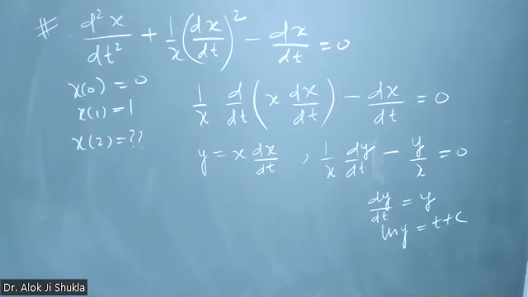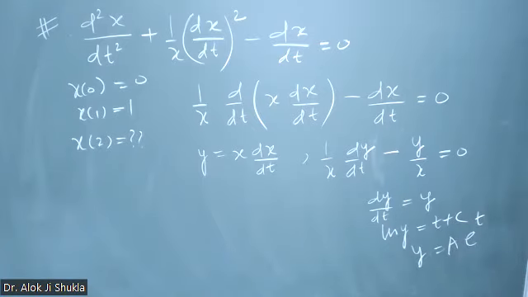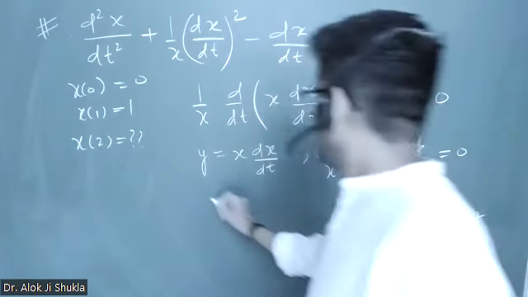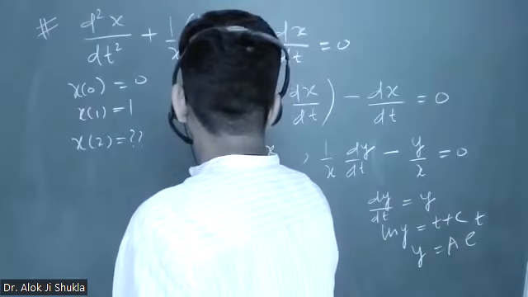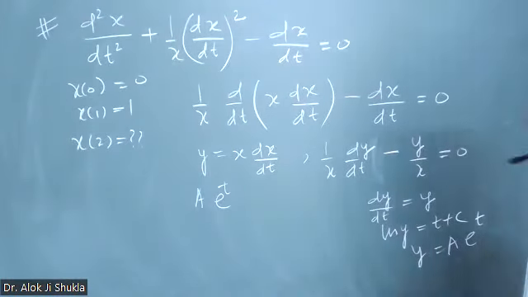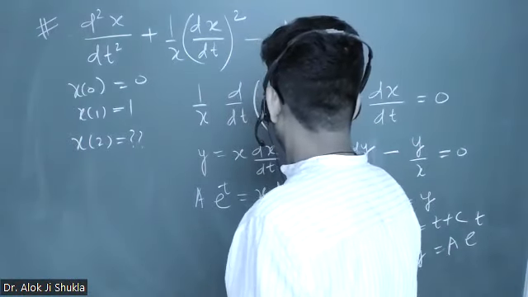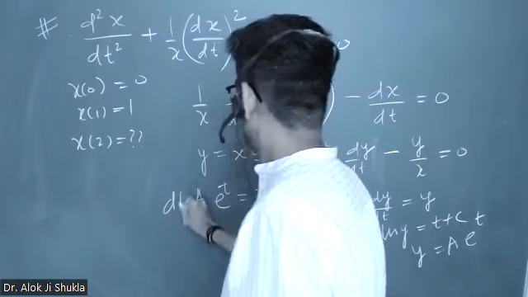Clear हो रहा है? And here you want to put this, y will be a e to the power t. So put it here, a e to the power t is equal to x dx into dt.